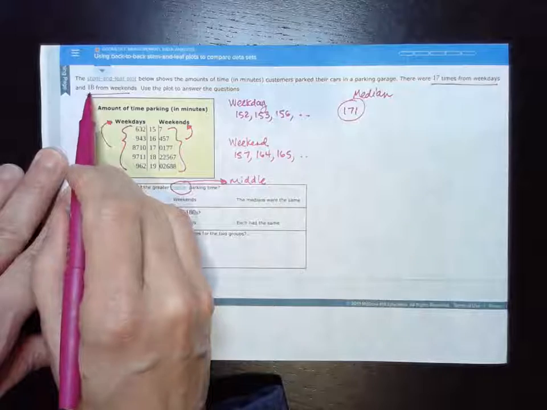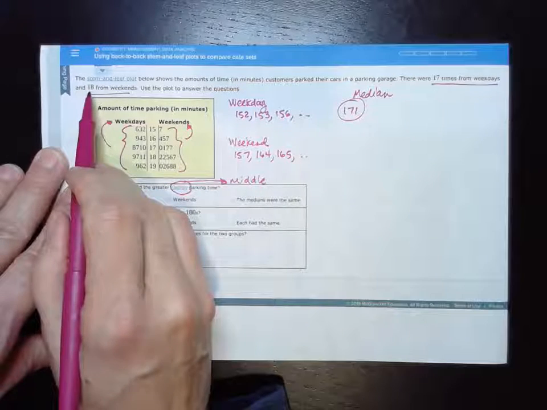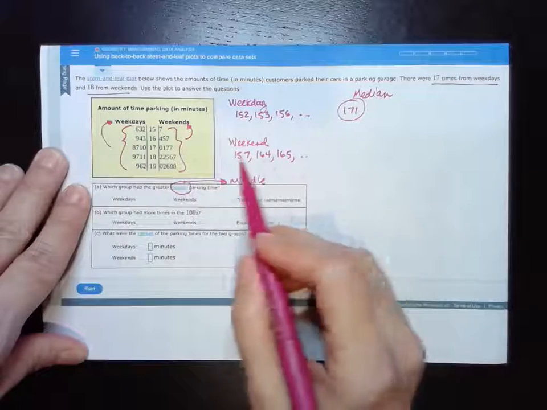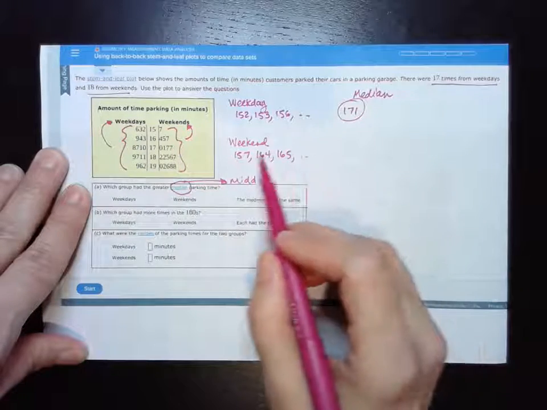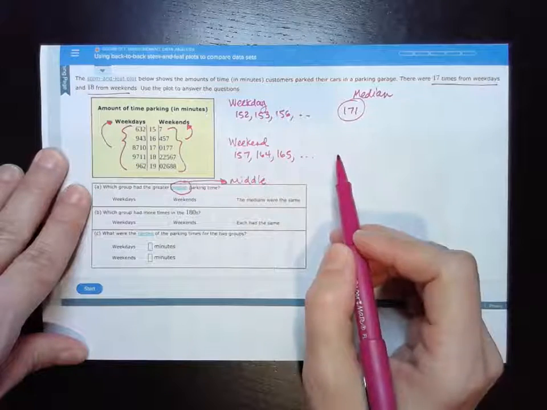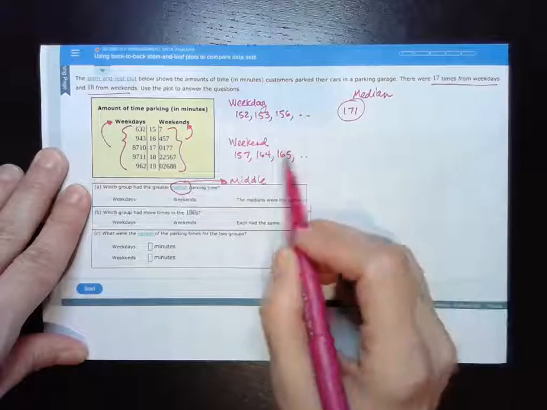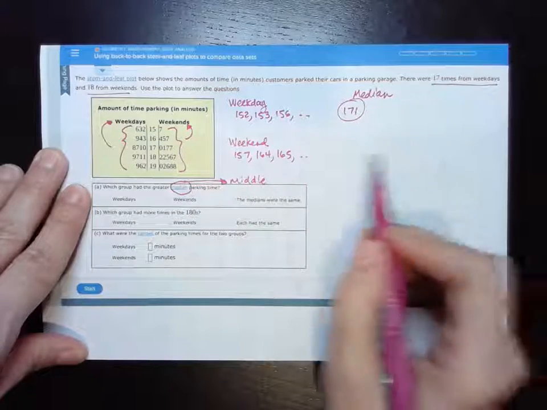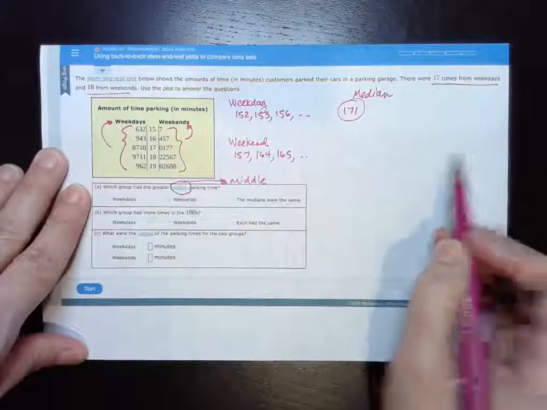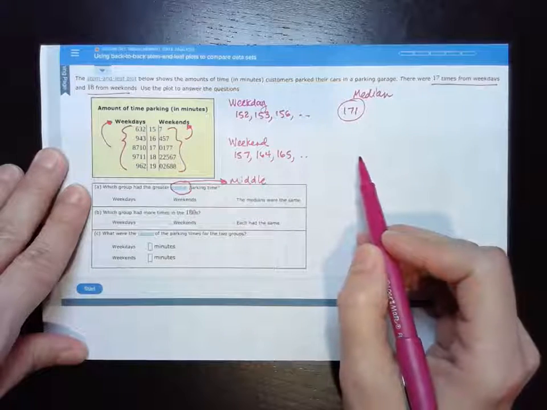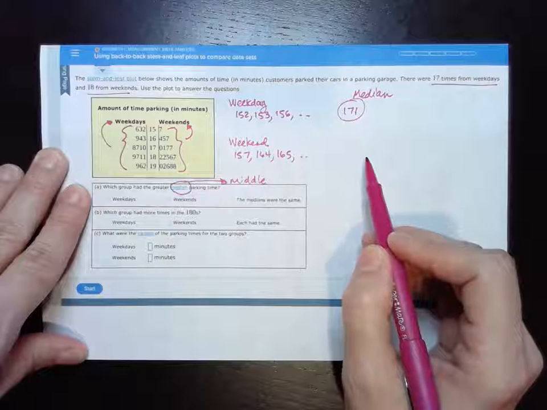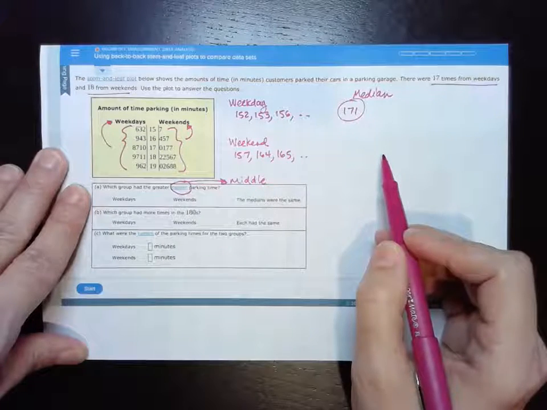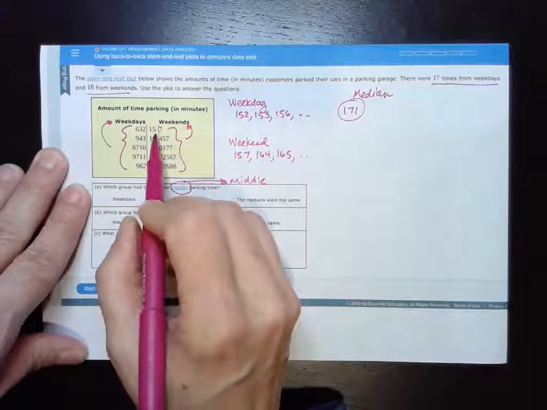Now for weekend it's a little different, because for weekend we have 18, so there's not a number in the middle. If we took 18 things and broke it up into two equal pieces, we'd have 9 here and 9 there, right? So let me show you. 9 and then 9 more would make the total of 18 pieces of data in a row. So we have to get the 2 in the middle. So the 2 in the middle would be the 9th one and the 10th one. So we're going to have to find the 9th and the 10th.